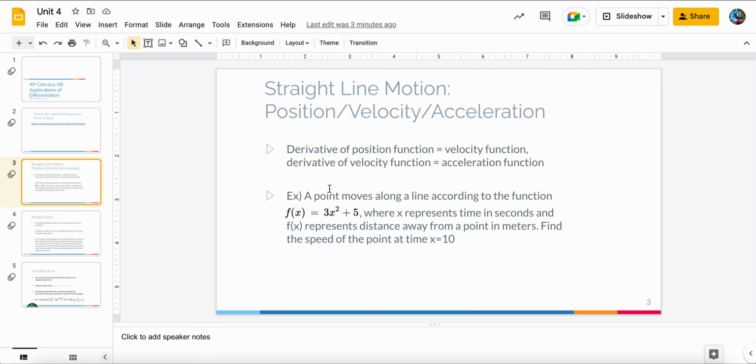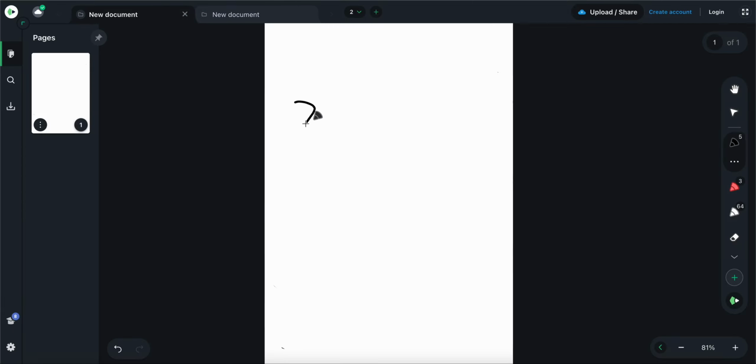So in this case, a point moves along a line according to the function f of x equals 3x squared plus 5. X represents time in seconds, and f of x represents distance away from a point in meters. So we're going to find the speed of the point at time x equals 10. If we're told to find speed, first we need to find the speed function. If we're only given the position function, we'll write down 3x squared plus 5. This is our position function. Going to have to take the derivative if we want to find the speed.